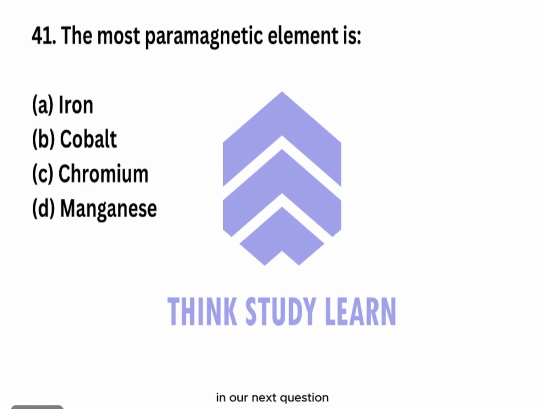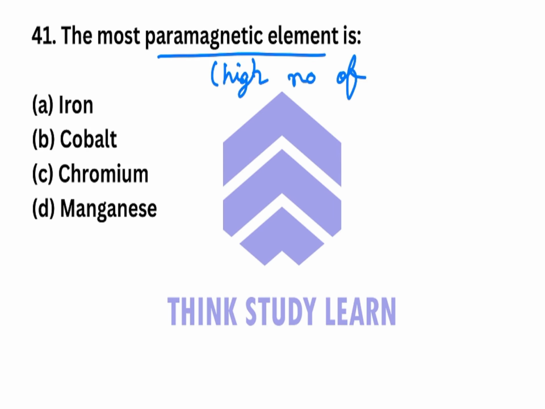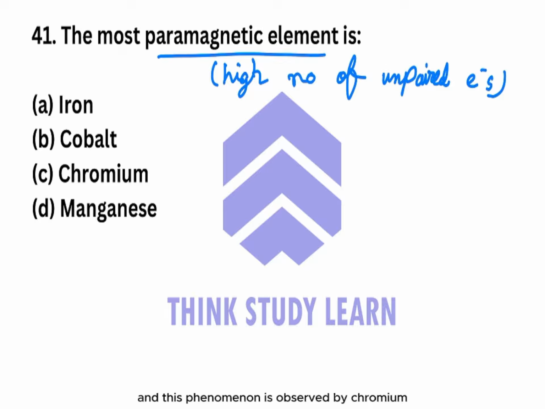In our next question, we are given the most paramagnetic element is what out of all these? For an element to be paramagnetic, it needs a high number of unpaired electrons. And this phenomena is observed by chromium.